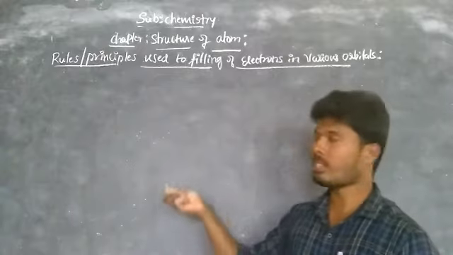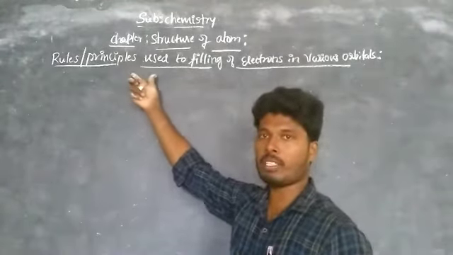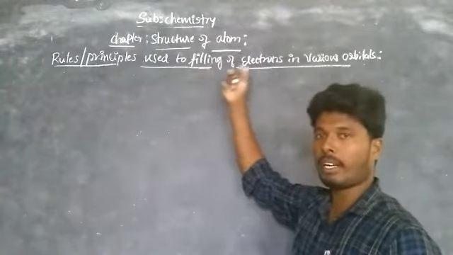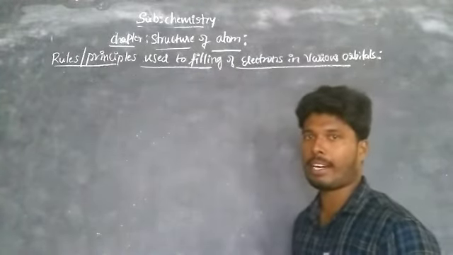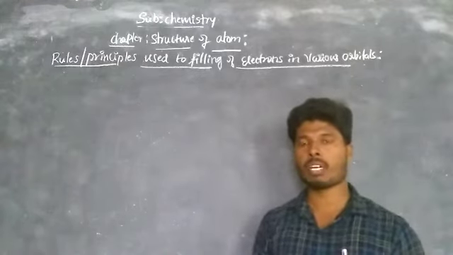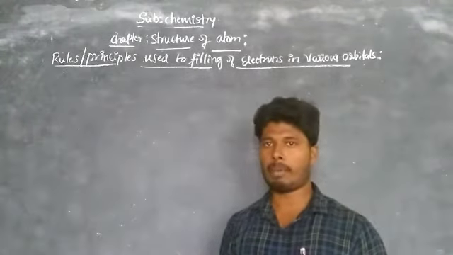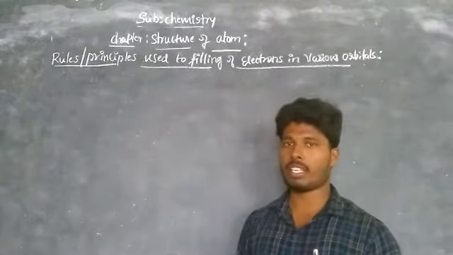Welcome to chemistry class. In the previous class, we have studied about quantum numbers. Now, in this class, we are going to study the rules or principles used for filling electrons in various orbitals. Here, there are some principles that are used for filling electrons in various orbitals. Those we are studying here.